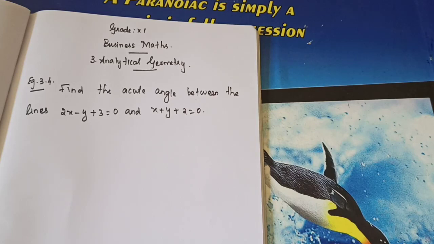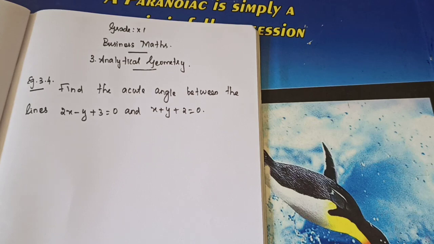Before that, we need to find the slope of these two lines. We know the formula, which I explained in the last class: tan theta is equal to modulus of (m1 minus m2) divided by (1 plus m1 into m2). If we know the m1 and m2 values, only then can we find the acute angle. So first you need to find the m1 value.